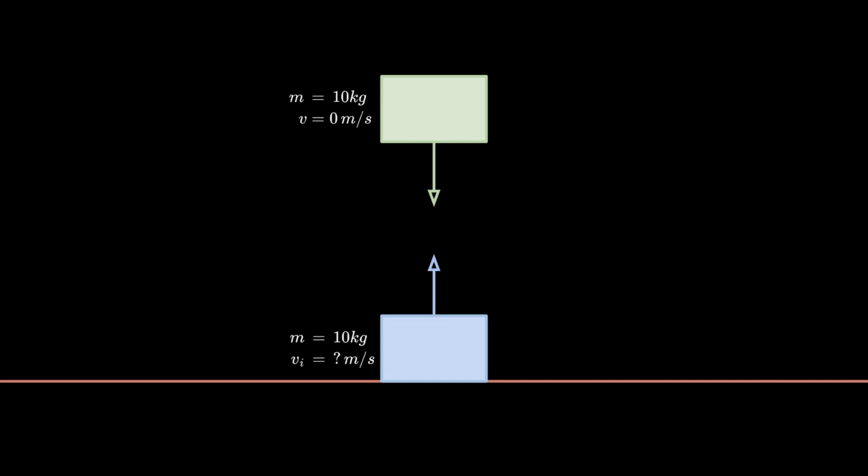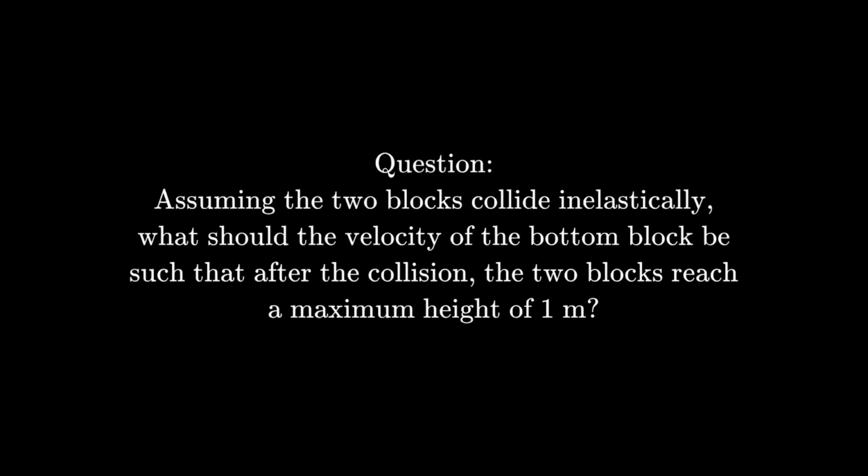And the question is, if they're 1 meter apart, which is really peculiar, if we're going to drop this, the question is, if they collide inelastically so that they stick together, what should the velocity of the bottom block be such that after this collision, they can return to their maximum height of 1 meter?